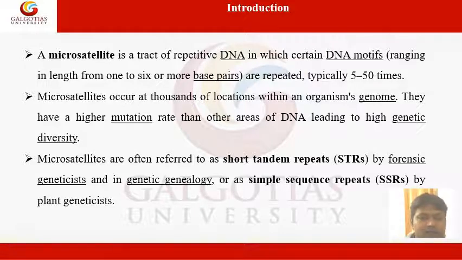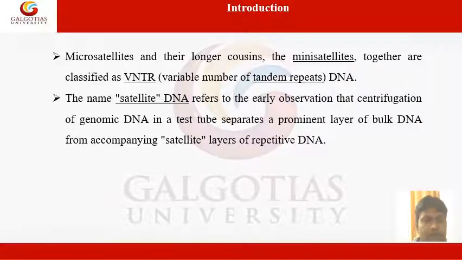Microsatellites are often referred to as short tandem repeat sequences, represented as STR by forensic geneticists and in genetic genealogy, or as simple repeat sequences by plant geneticists. Microsatellites and their longer cousins, the minisatellites, together are classified as VNTR, meaning variable number of tandem repeat DNA sequences.